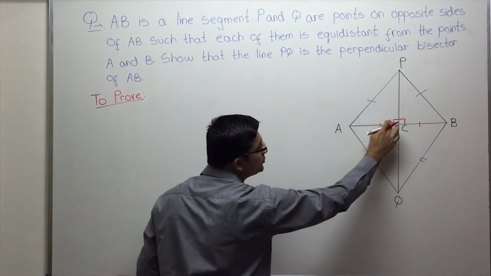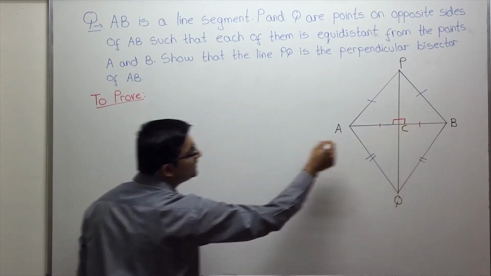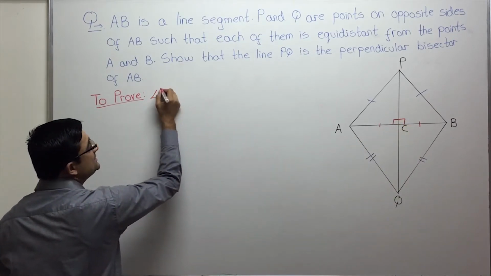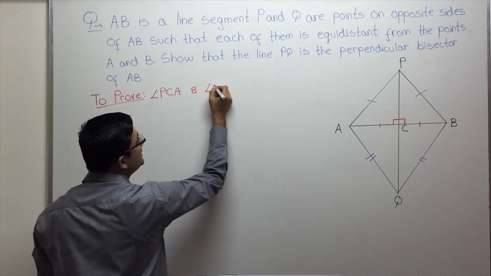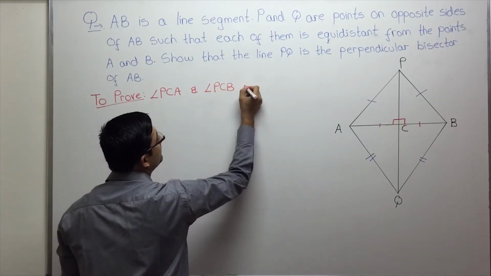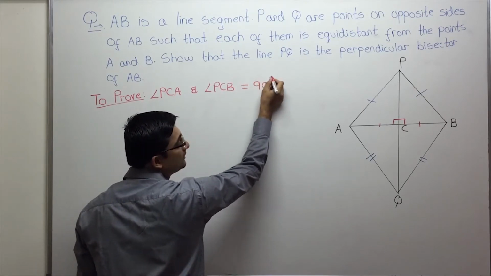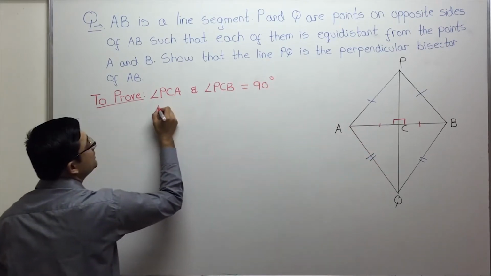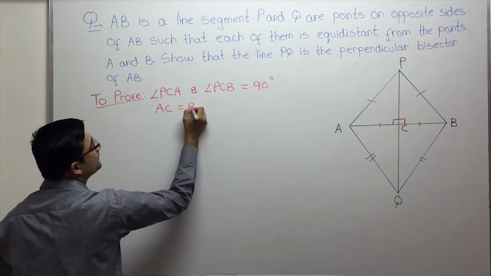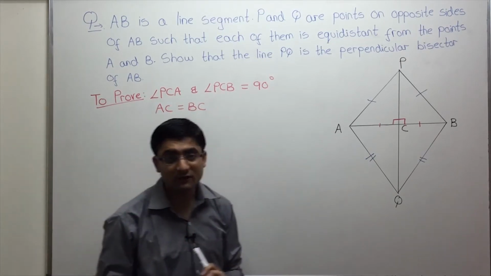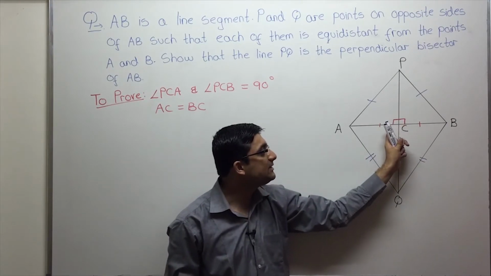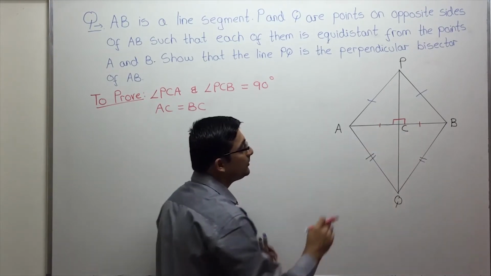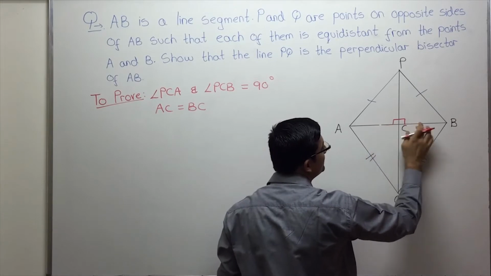We have to first of all show that these two angles are 90 degrees. That is angle PCA and angle PCB are both equal to 90 degrees. Next, AC is equal to BC. So it's very important for you to understand what you have to prove. Perpendicular bisector means perpendicular means 90 degrees. Bisector means divide AB in two equal parts. So this is what we have to prove. So let me rub this off.